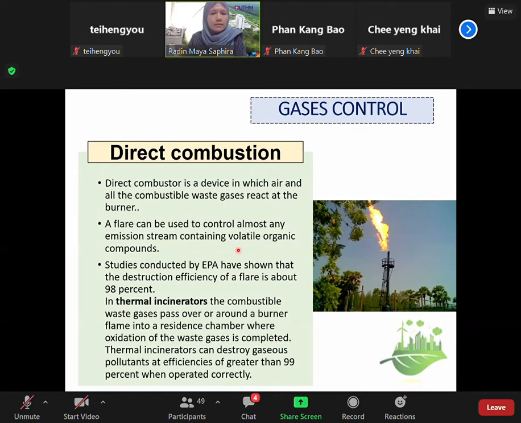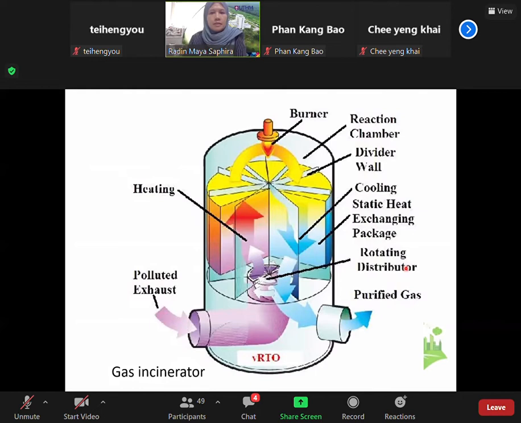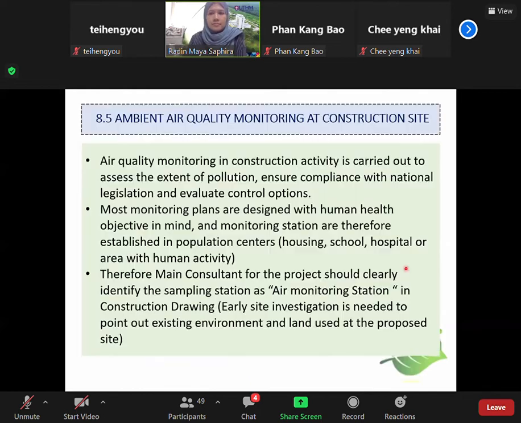Or okay, this is like what we taught in landfill, we can do the flaring ataupun we burn the gases. We burn the gas, the combustible waste reacts with the burner. So flaring, this is a flaring type of method. We actually use the thermal incinerator. Okay, we can combust the waste gases. Maknanya certain gas is very toxic. So by using the flare, it can burn out the gases. And okay, examples of the gas incinerator.